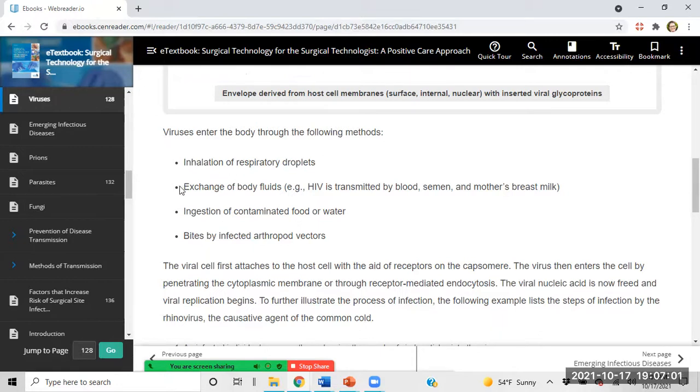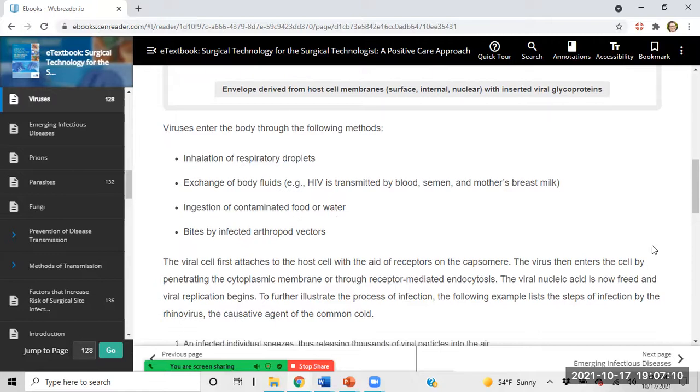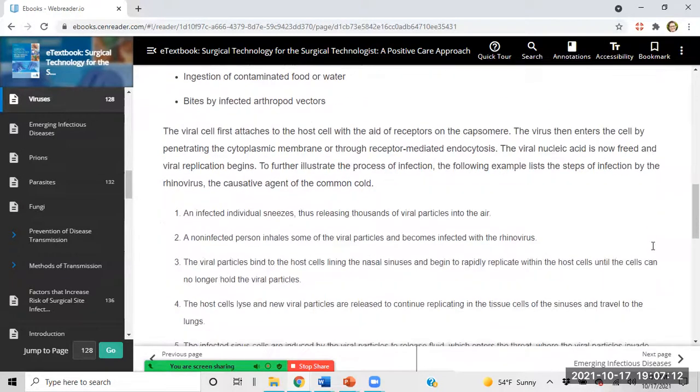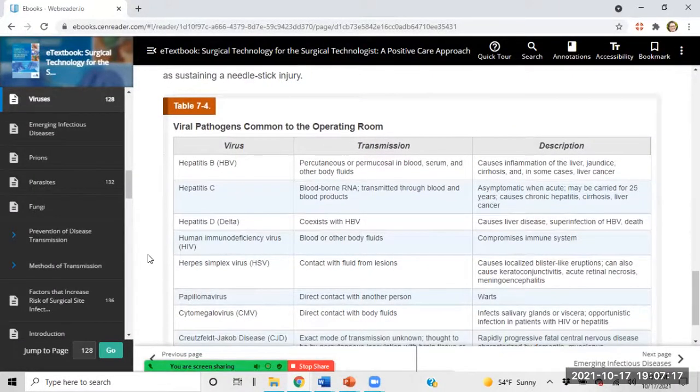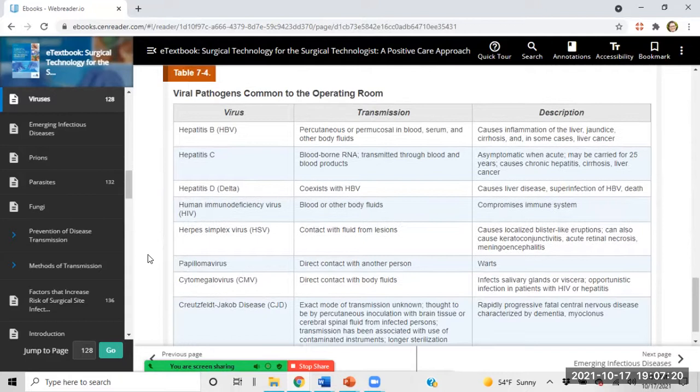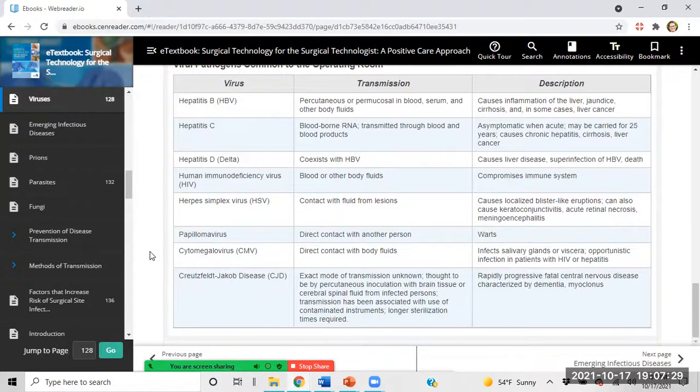As you can see, there are different ways that viruses enter the body. They can get in through respiratory droplets, body fluid exchange, ingestion of contaminated food or water, or bites by infected arthropod vectors. Those are some ways that we can see a virus infection. And here are some common viral pathogens in the OR. Hep B is number 1, then Hep C, Hep D, HIV, HSV, papillomavirus, CMV, and CJD.